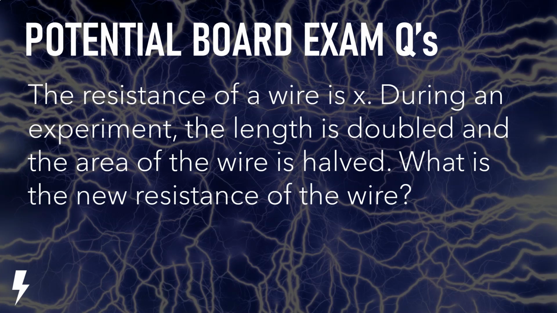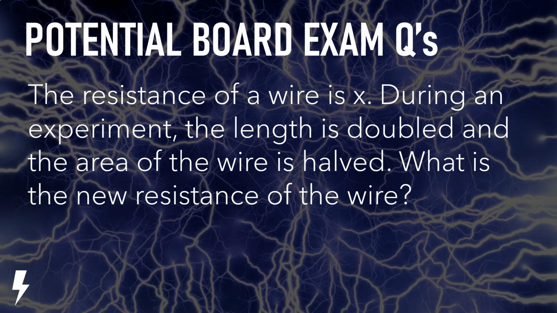Next question. The resistance, not resistivity, of a wire is X. During an experiment, the length is doubled and the area of the wire is halved. What is the new resistance of the wire? So we know that resistance is directly proportional to the length of the wire. So if length is doubled, resistance will also double. So then the new resistance will be 2x. But it also says that the area of the wire is halved.